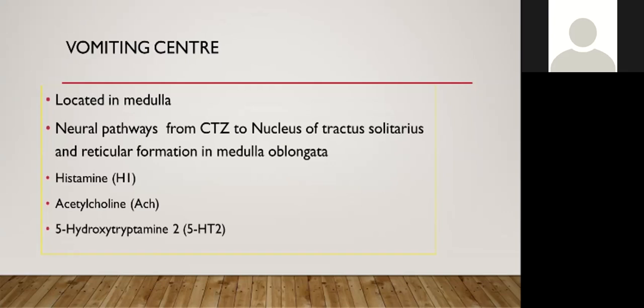So depending on where the receptors are, when you come to medications, you'll be able to connect the receptors and the medications together, and you'll know which medications act on which receptor, and thereby connect the cause of vomiting and what medications to use for that. So that's the importance of learning the receptors and medication. So in the vomiting center, we've got histamine H1 receptors, acetylcholine and 5-HT2. Next slide.